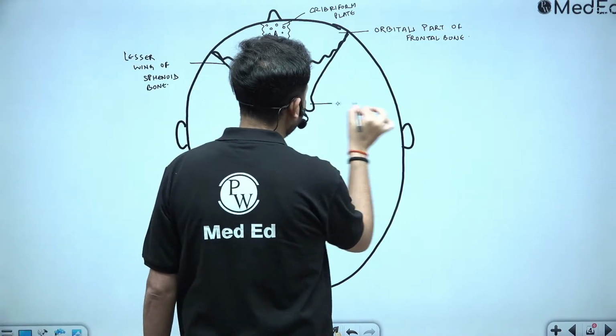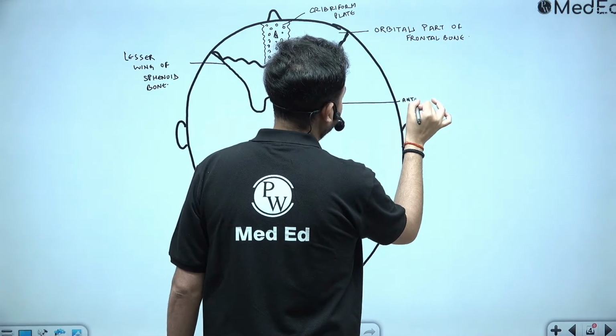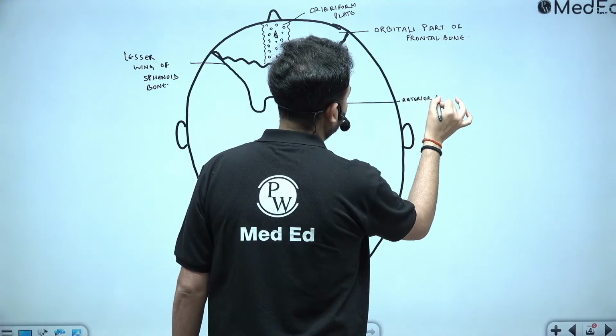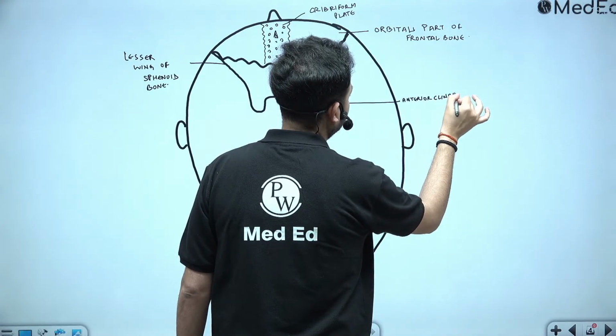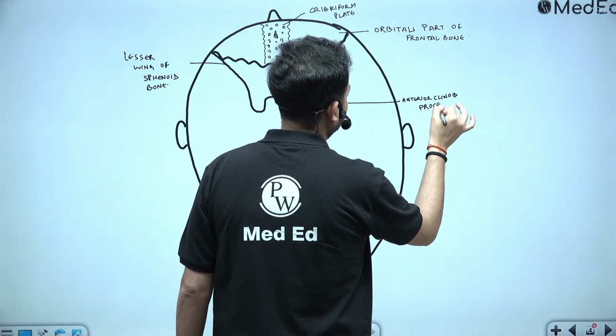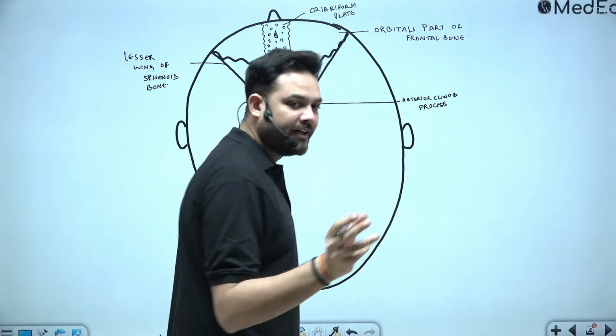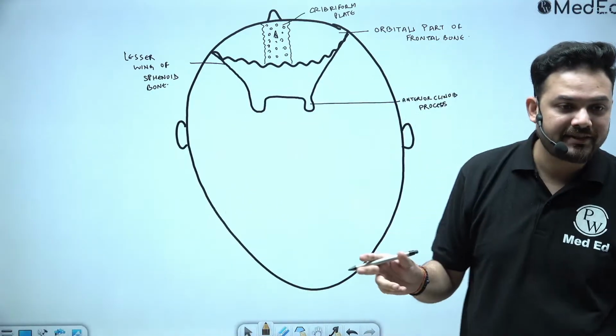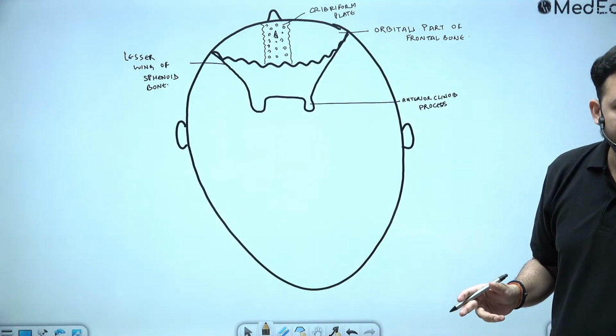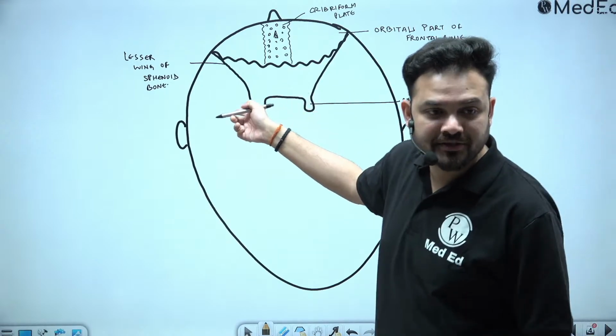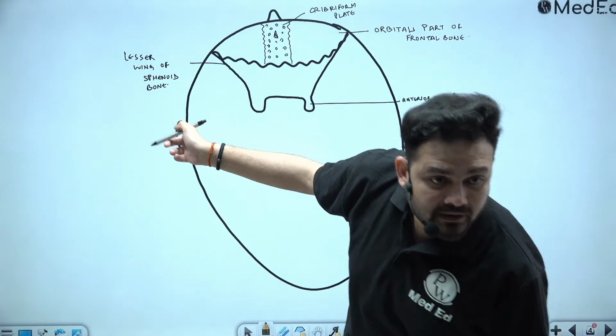And these are called the anterior clinoid process. Okay. This is going to take some effort, but I'm going to make sure that you understand all of these very well. So you've got this anterior clinoid process over there.